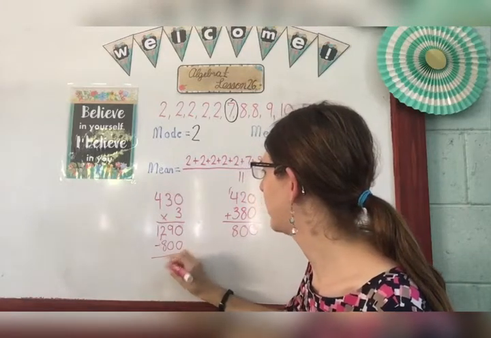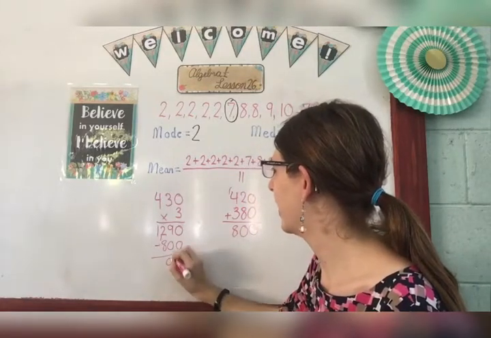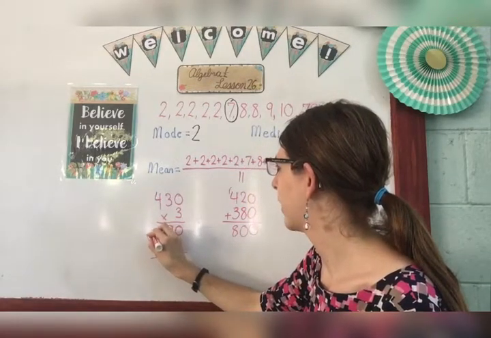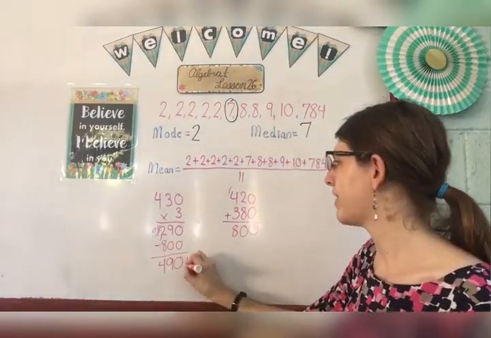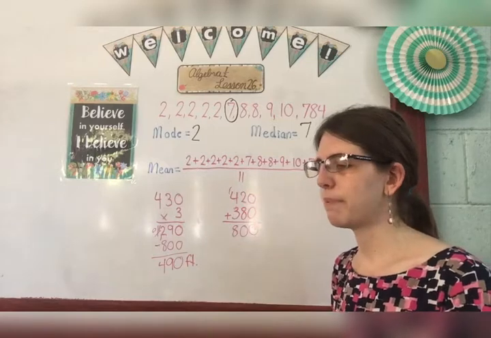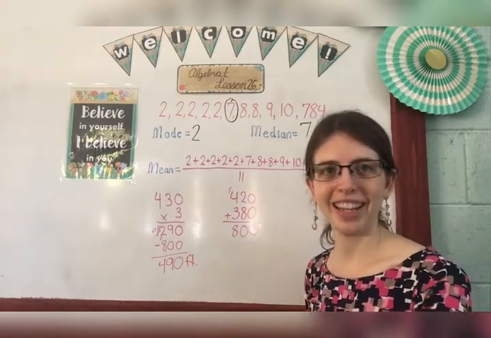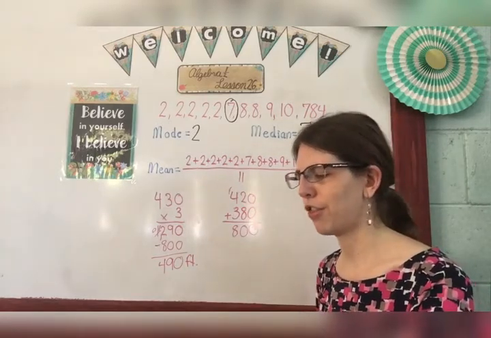0 minus 0 is 0. 9 minus 0 is 9. Borrow. It's left with 0. 12 minus 8 is 4. So 490 feet would be the height of your third building.